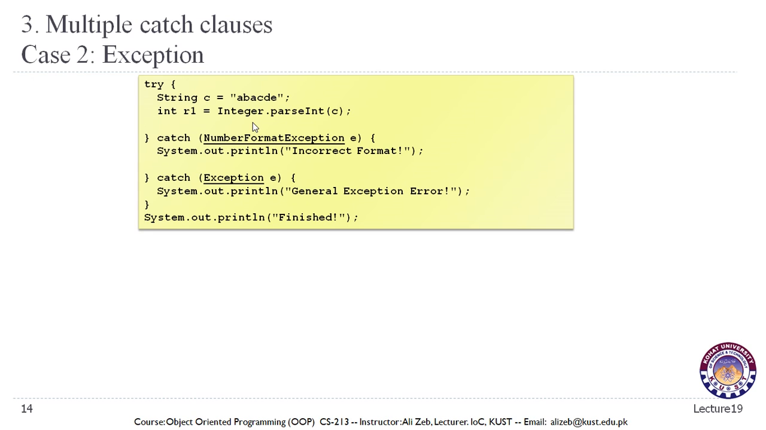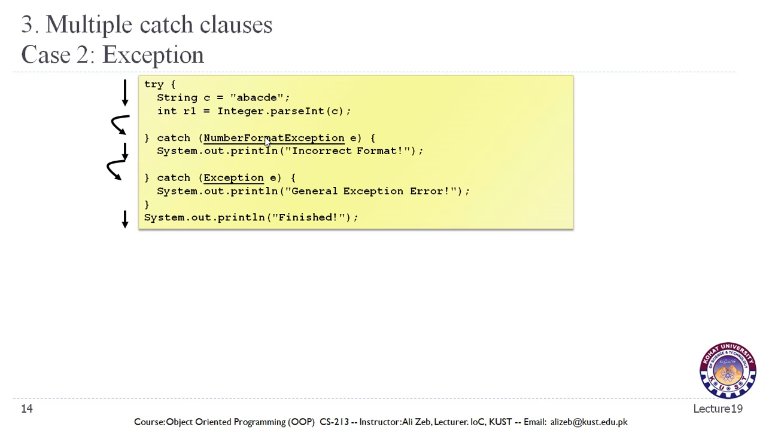ABACD cannot be an error. Now we can catch this error by a number format exception handler. Since apparently there is an error in this program, what should happen is once we encounter the error, the code will go to the catch block. If this catch block is able to handle this exception, then it will be handled by this block.